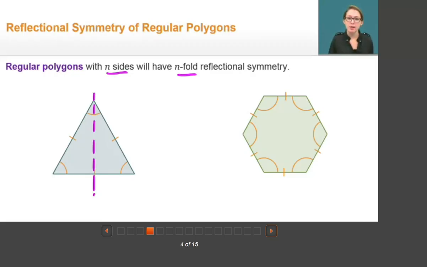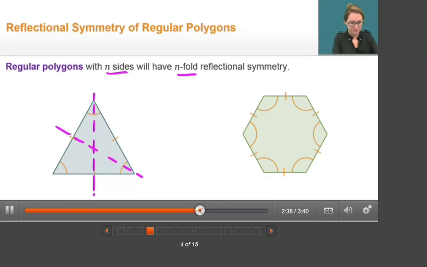This line can be drawn from all 3 vertices. Imagine folding the triangle across each of these lines to create mirror images. So, an equilateral triangle has 3-fold reflectional symmetry.